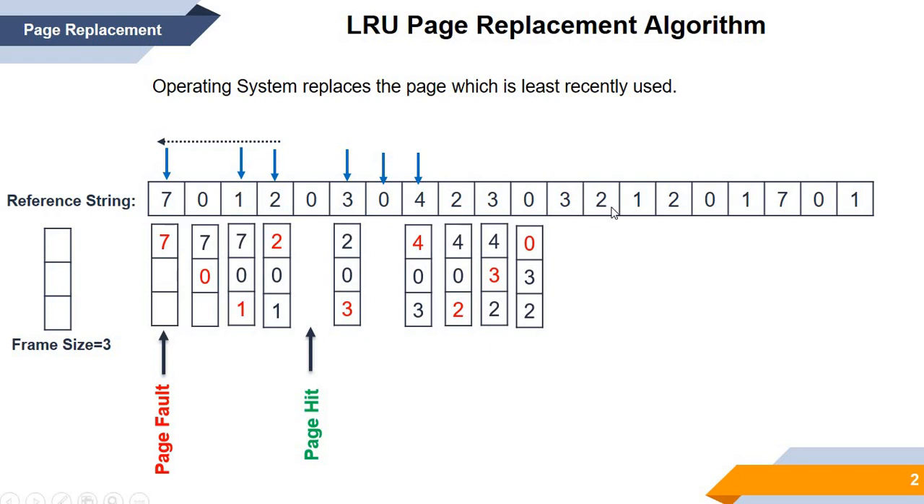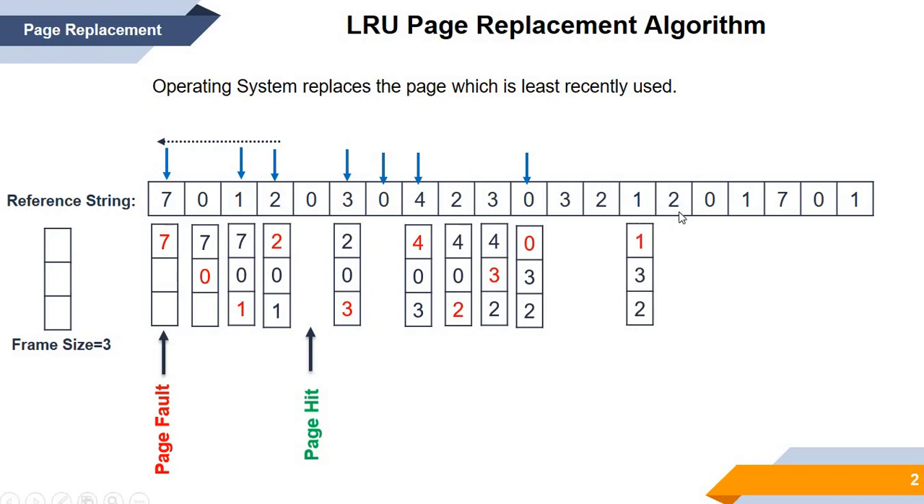Next page is 2. It is present in the page frame. There is a page hit. No change in the page frame. Next page is 1. It is not in the page frame. Out of 0, 3, 2, the least recently used page is 0. In place of 0, 1 will be added in the page frame.